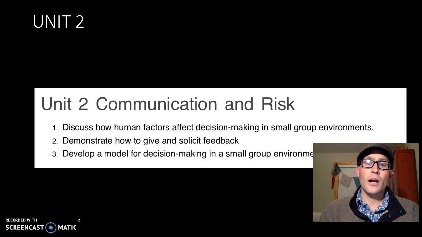We want to talk about feedback. We'll have a whole session on feedback, and there'll actually be an exercise on giving and soliciting feedback. And kind of the culmination of Unit 2 will be small groups will develop a model for decision making in small groups environment. And you'll see how that plays out as we work through assignment number 2, which I'll explain at the end of this presentation.